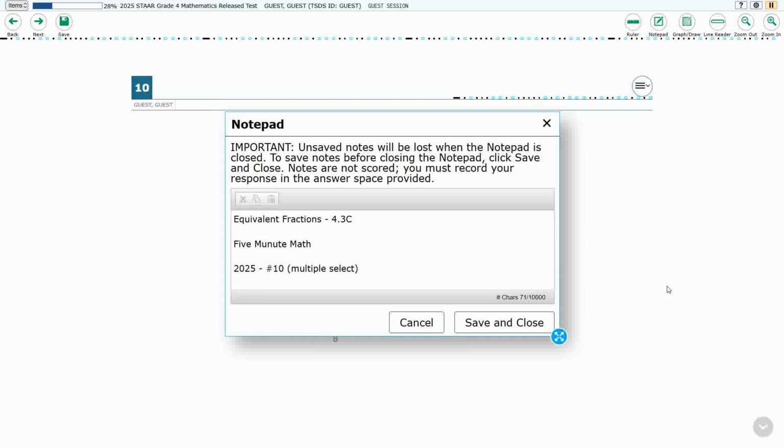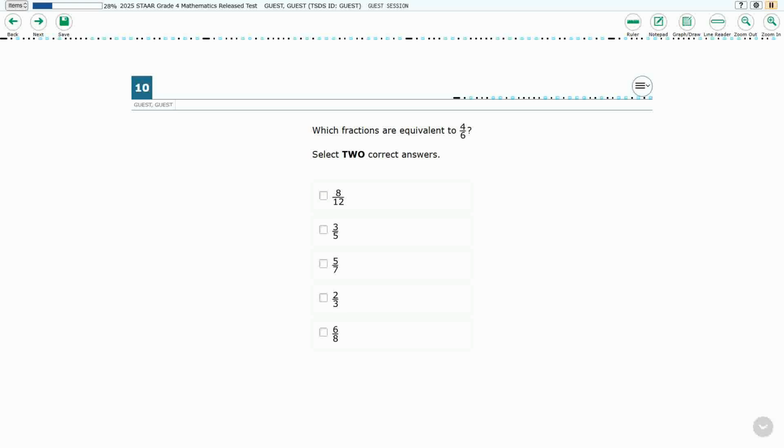Today we are looking at the fourth grade concept of equivalent fractions. This is standard 4.3c in the great state of Texas, and we are using item number 10, the 2025 released STAAR test. This is a new item type called multiple select, and if you haven't done so already, please go ahead and take a moment to pause the video, work this problem out on your own, unpause it, and we will look at our answers together.